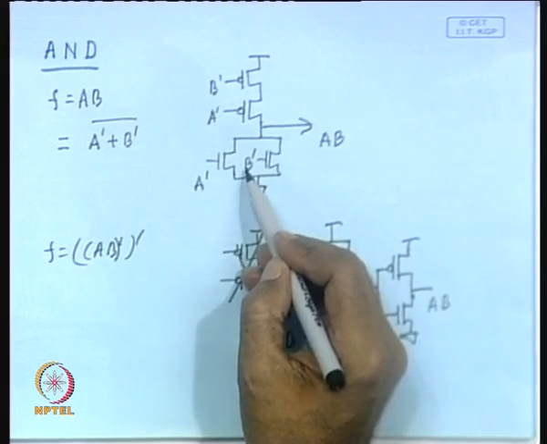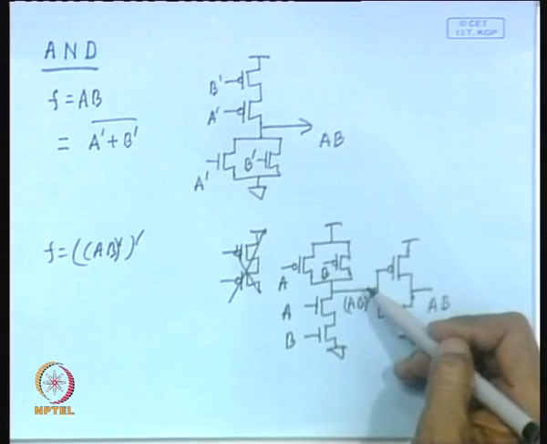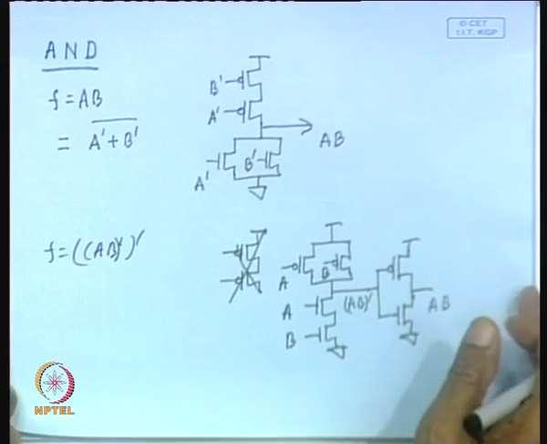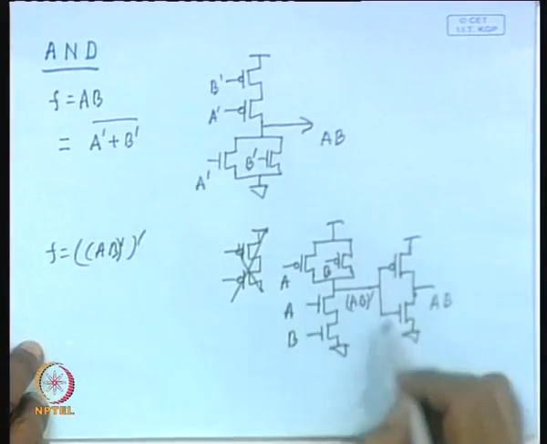If the complemented inputs are not available, this is how you can realize it. So, both the configurations are used in practical realization. In a similar way, that means what you have done here.